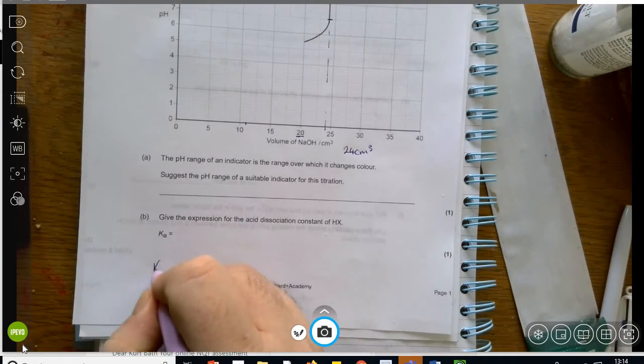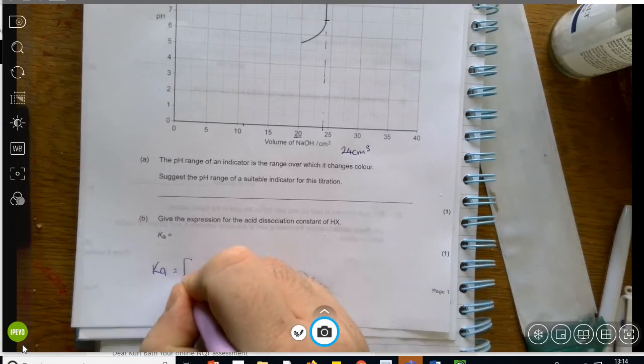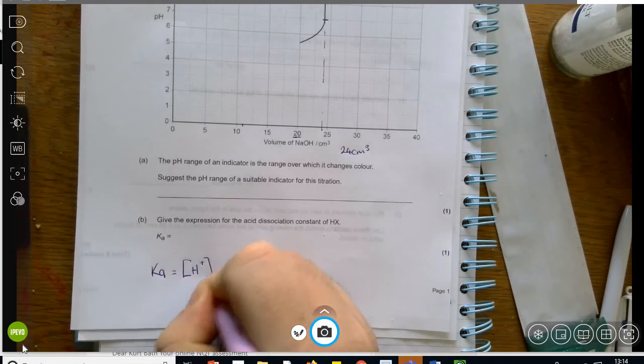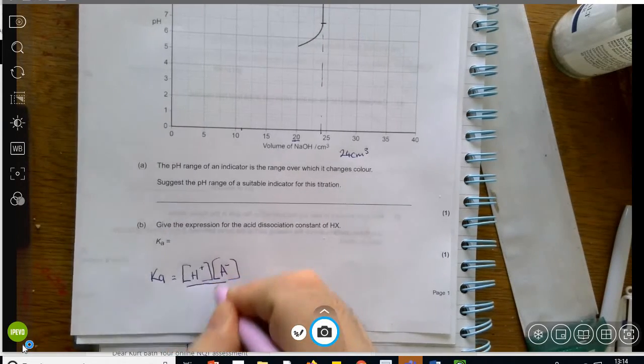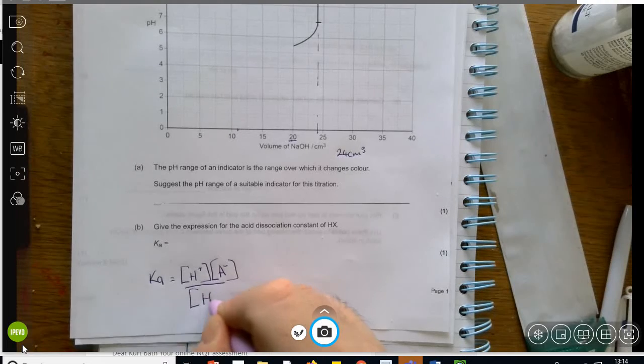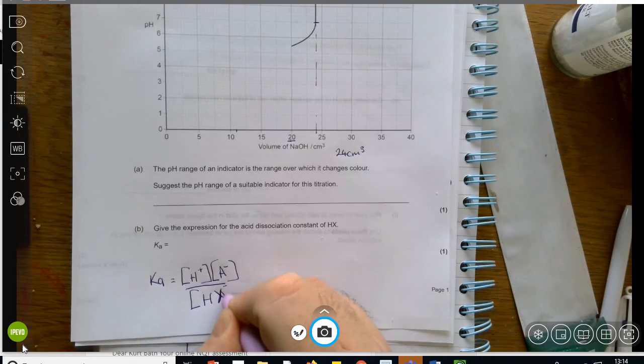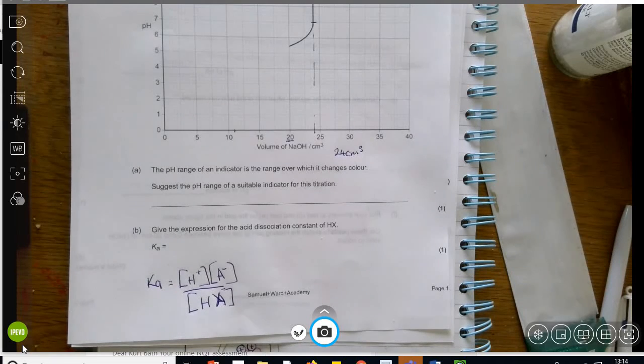Now, I'm going to write down the Ka equation, which, as we know, is dead simple, dead straightforward. Ka is the concentration of H+ times the concentration of A-, the conjugate base, over the concentration of HA. Straight away, I've got those together. The question's actually asking for HX, so you're going to have to transform that formula into HX instead of HA. That should be quite self-explanatory, to be honest.